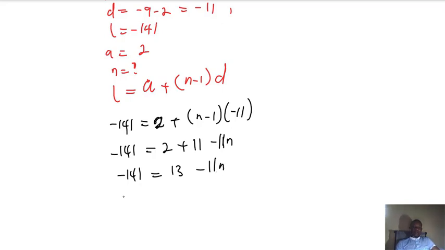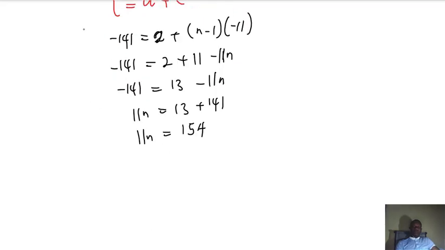So we group like terms. We are going to have 11n equals 13 plus 141. So we send this one over and bring the other one here. So we have 11n equals, this plus this will give us 154. So here we are looking for n.